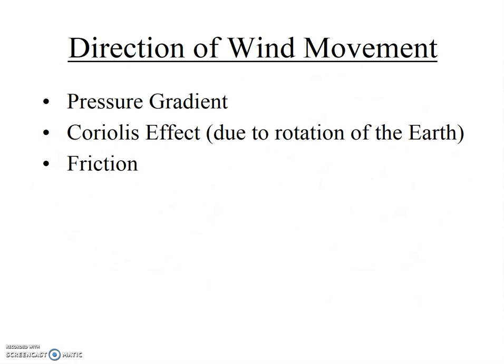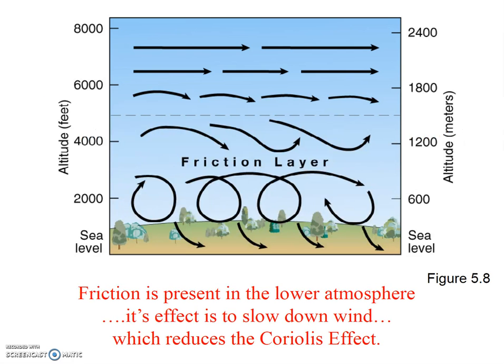All right, the last factor we need to consider is friction. Friction is present in the lower atmosphere as winds flow over forests, buildings, mountains, etc. And the primary effect of friction is to slow down the wind. Notably, though, when the wind velocity is decreased, the Coriolis effect is also decreased.